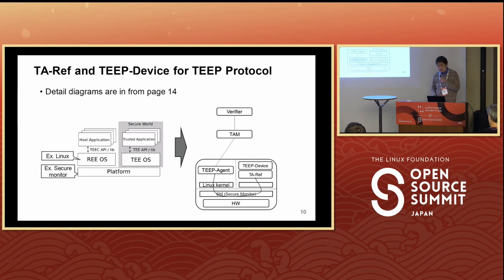And now I need to explain many things. The verifier is the component which handles remote attestation in the RATS working group, which is going to check whether this device is compromised by a hacker, intentionally or unintentionally. And the TAM is the server which is maintaining the software and data inside the device.